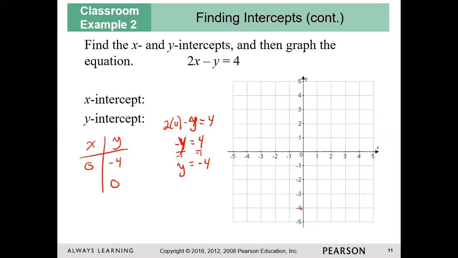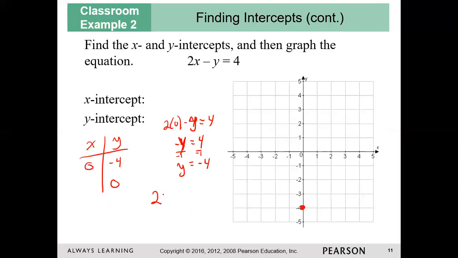So I'm going to go ahead and plot that point right here. So again, 0, negative 4: x is 0, y is negative 4. Boom, there's your first point. And now let's go ahead and figure out where our second point is. So this time we're going to substitute 0 in for y.